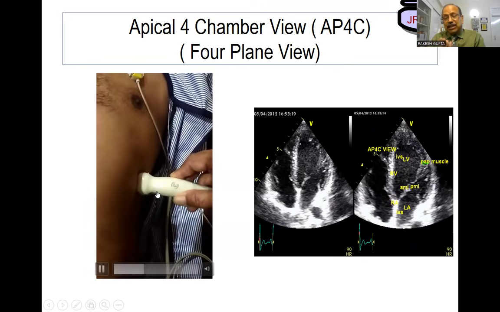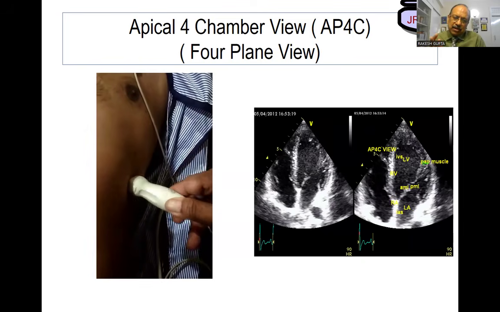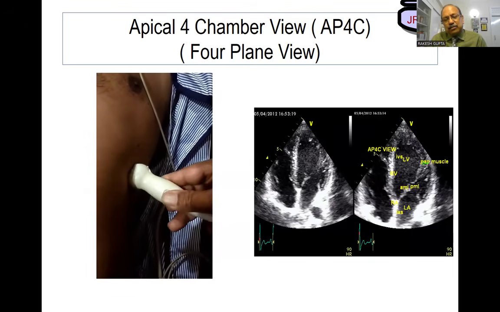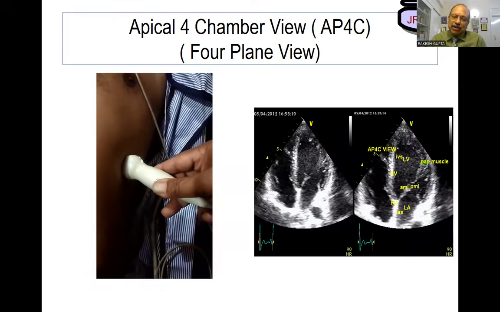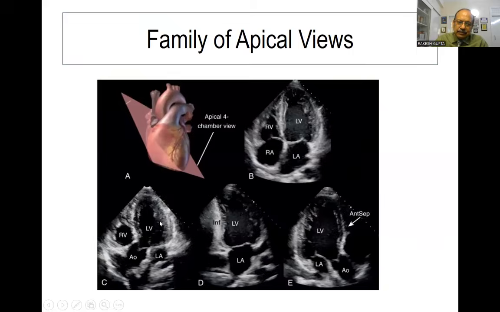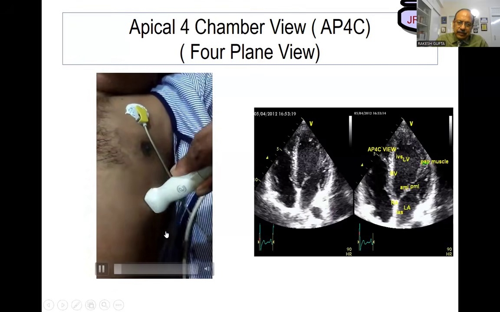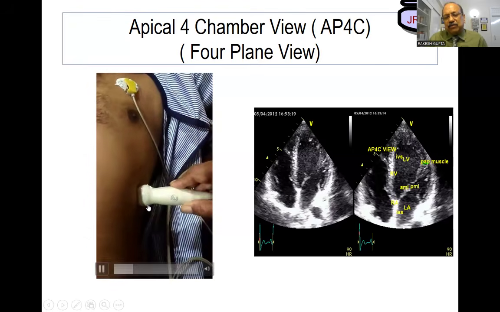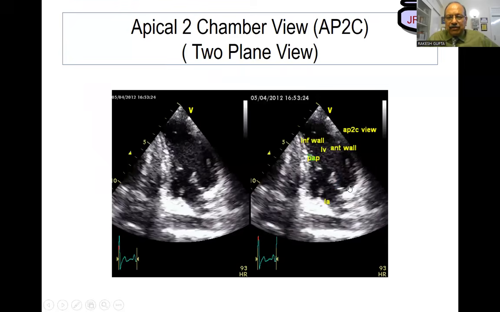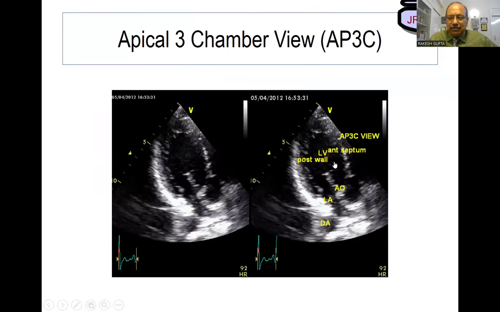So we start with the apical window at 2 to 3 o'clock position. We rotate the probe so as to make about 1 o'clock and finally 11 o'clock positions. In doing this, in the apical window 4-chamber view, we will be looking at septum and lateral wall. 2-chamber view will be looking at anterior and inferior wall, and 3-chamber view will be anterior septum and posterior wall.